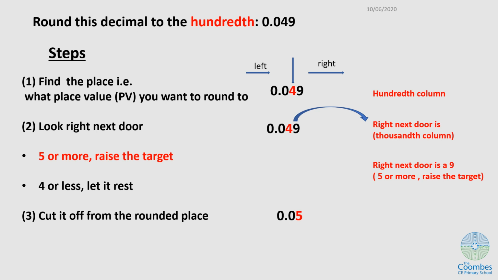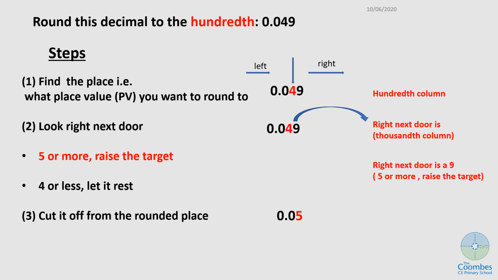This is a second example, and it's asking us to round the decimal to the 100th. Now, if I look at the number, it is 0.049. So our first step is to find the place. Given the number, there is nothing in the unit, so it's 0. But after the decimal, we have 0 in the 10th and 4 in the 100th. So this is the place.